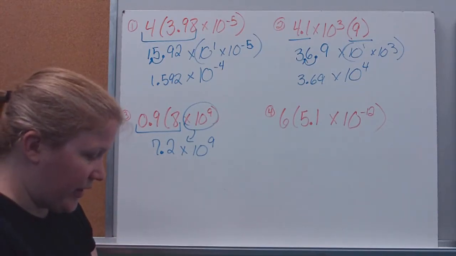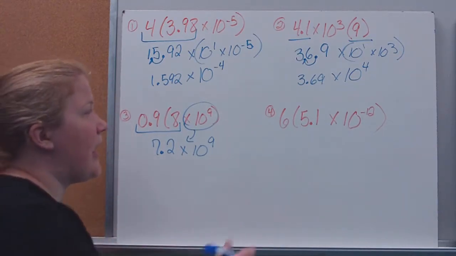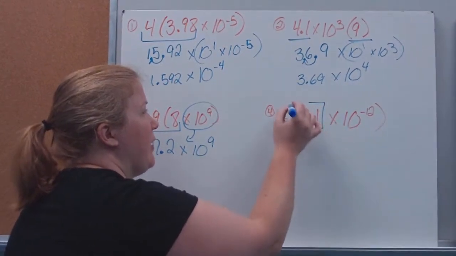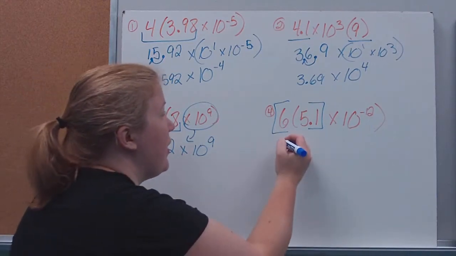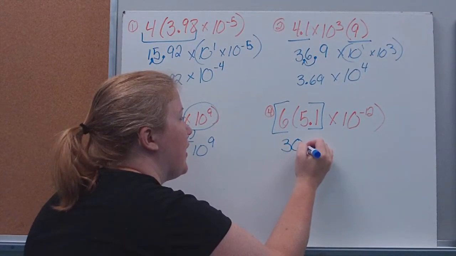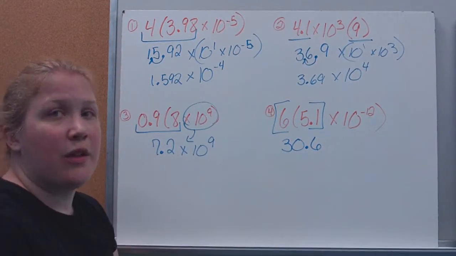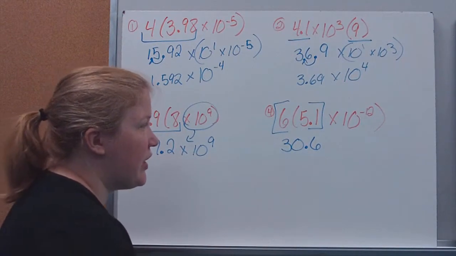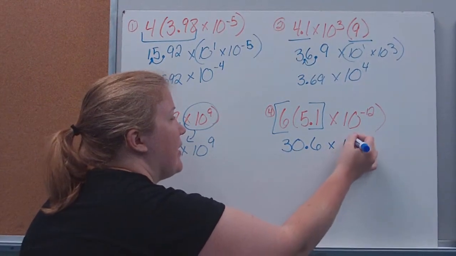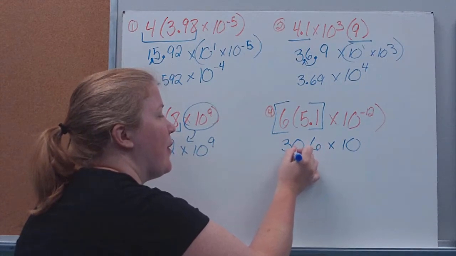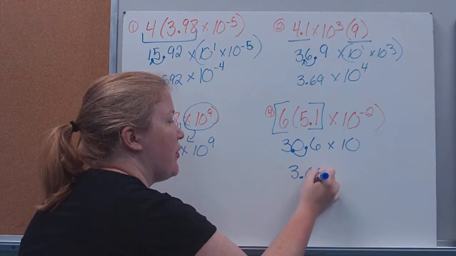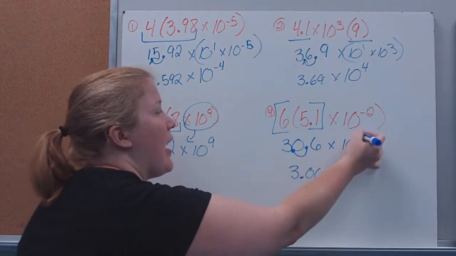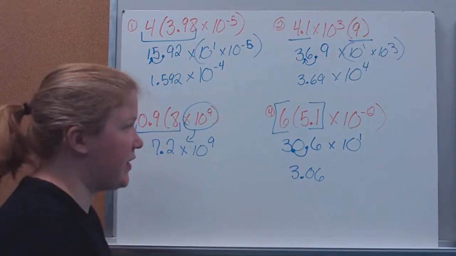All right, taking a look at the last one. Again, remember, using my associative property, I'm going to multiply these two factors. 6 times 5.1 gives me 30.6. 30.6 is not in scientific notation. We want to make it into scientific notation, which means I need to move my decimal over one spot. I get 3.06. I moved it one spot, times 10 to the first.